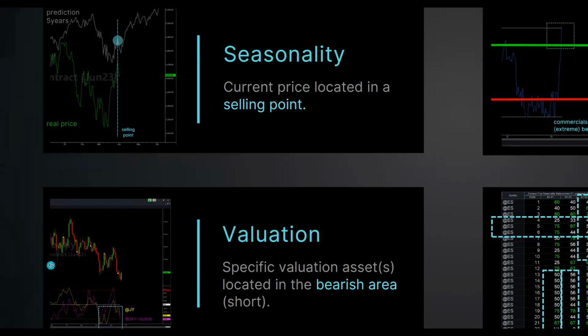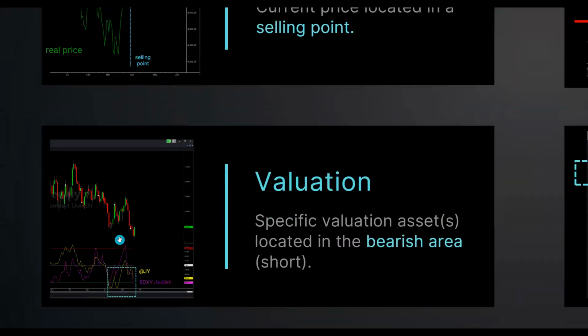And here, guys, remember from my last session, trading is never picture perfect, right? Sometimes we have the selling point, but we don't have the valuation. But here, the best of the best is that the specific valuation asset is located in the bearish area. Here, for example, the Japanese yen, not the US dollar, is still in the bearish area. We are more bullish here. That means you can change the assets.